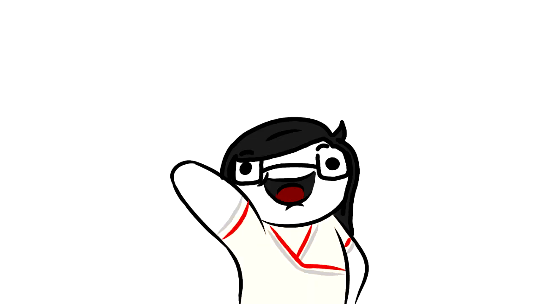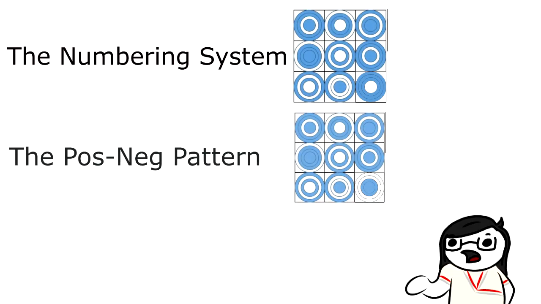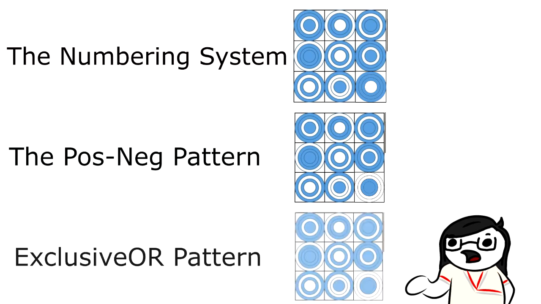So guys, that is all of our answers. The numbering system, the positive-negative pattern, and the exclusive OR pattern.